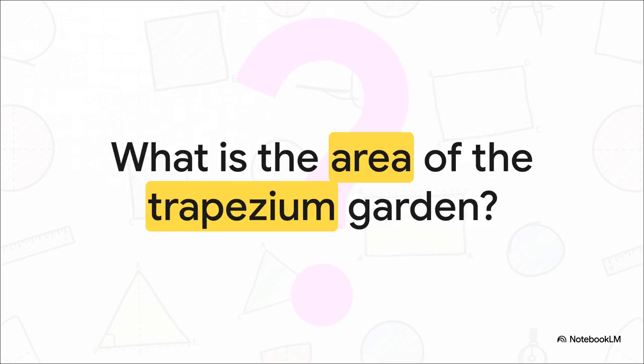I want you to imagine this practical challenge straight from our source text. Pak Burhan has a garden shaped exactly like a right trapezium. The two parallel sides are 15 meters and 21 meters long, and the straight vertical distance between them, so the height, is 12 meters. So, how big is his garden?